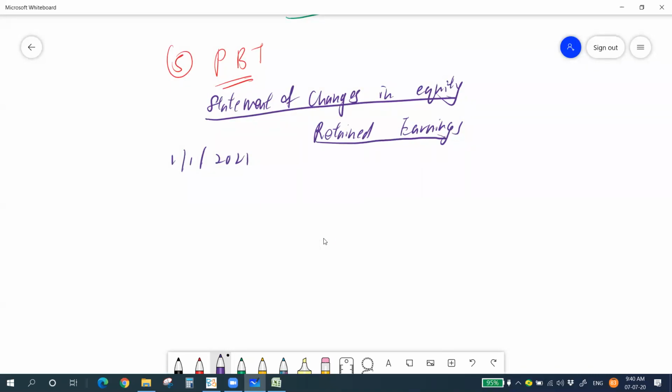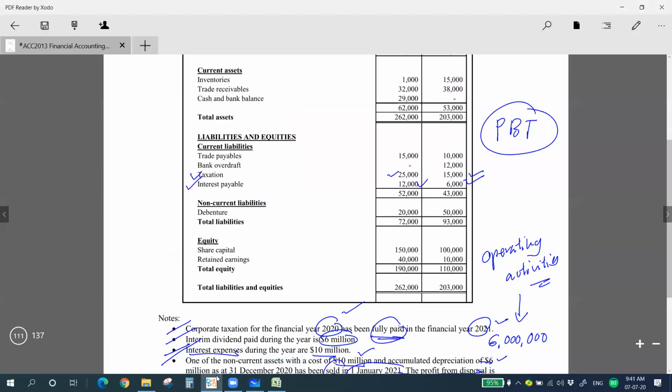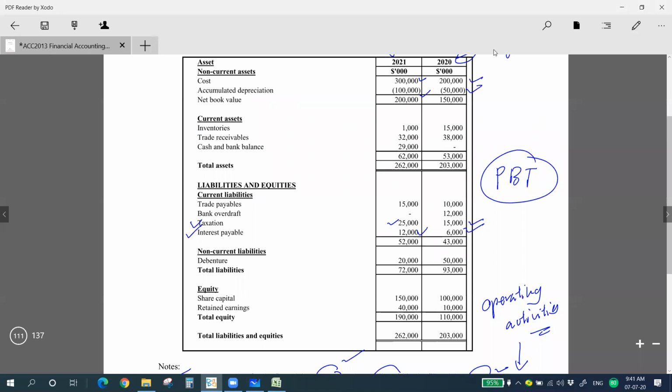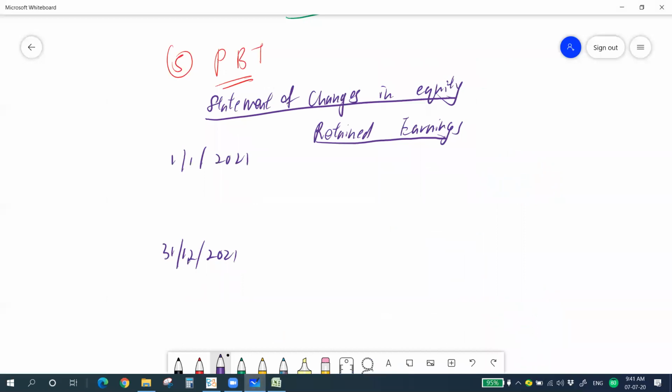We also need to prepare the closing balances, 31st December 2021. So do we have these two information? Yes, we have these two information. Let's take a look. Under our retained earning, the opening balances, which is 2020 closing, is 10,000. The closing balances in 2021 is 40,000. So 10 and 40. So it means that at the end of the year, my retained earning is 40.